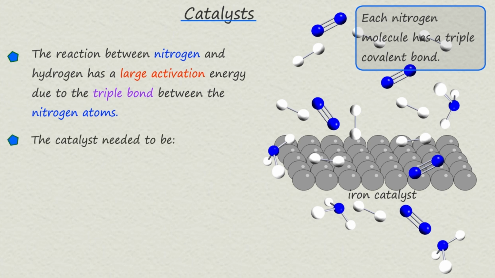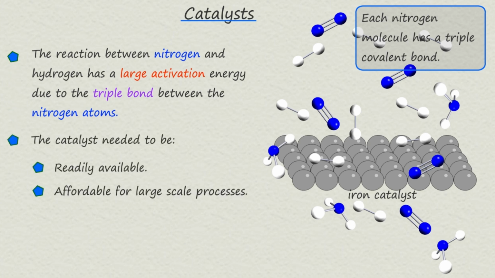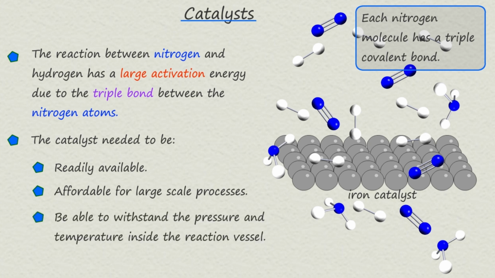Now the catalyst needed to be readily available, it needed to be affordable for large-scale processes, it should be able to withstand the high pressure and the temperature used inside the reaction vessel, and it must be able to promote the desired reaction. After many experiments, Haber settled on the use of an activated iron catalyst.